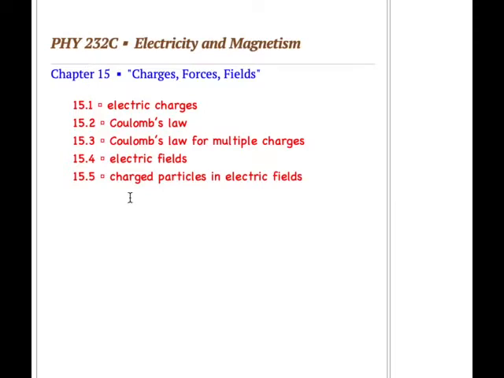It doesn't replace Chapter 15. You'll still have to read Chapter 15, but it'll start with an introduction.